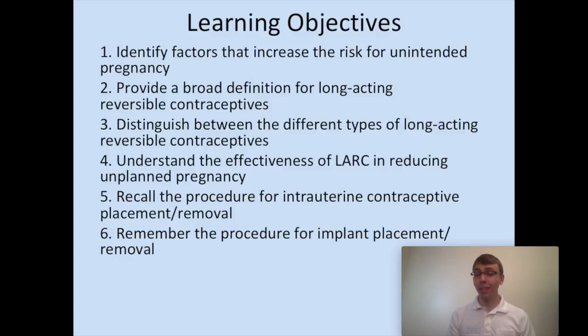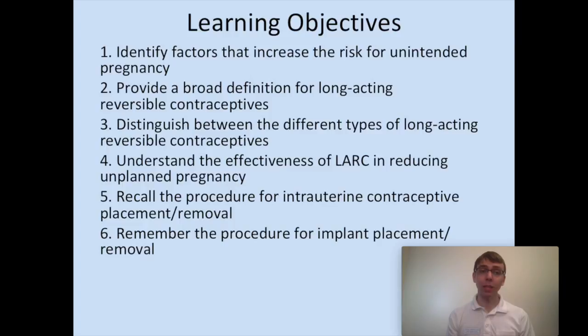We also have other learning objectives, which are takeaways from this health education video. So I'm hoping that you learn, as the viewer, these 6 learning objectives and that you are able to successfully understand these objectives by the end of the video. And I know they may seem complicated at the moment, but as the video goes on, you will begin to understand them. So the first learning objective is identifying factors that increase the risk for unintended pregnancy.